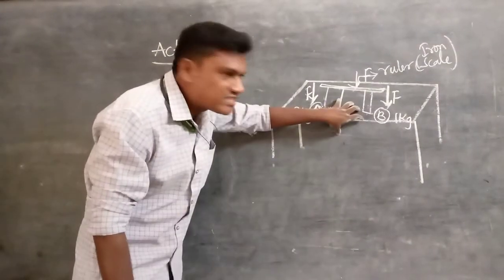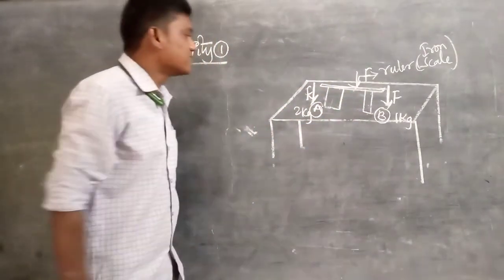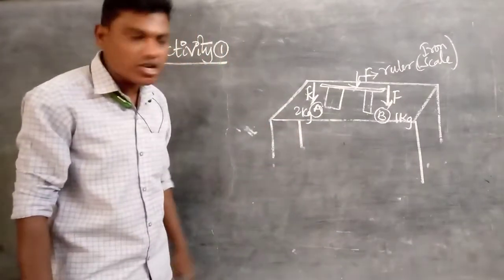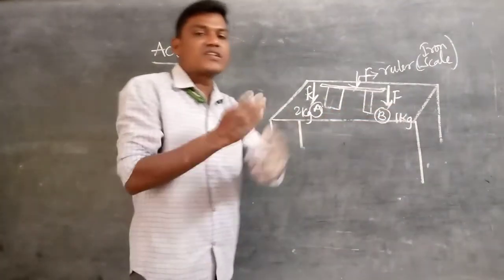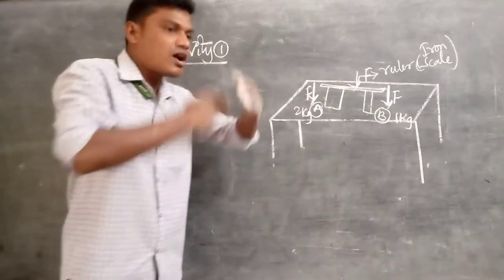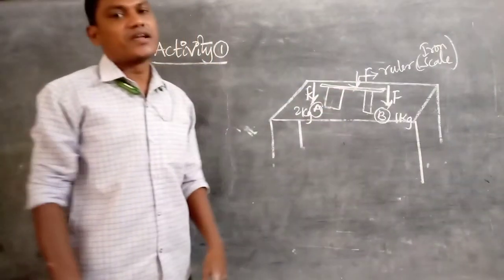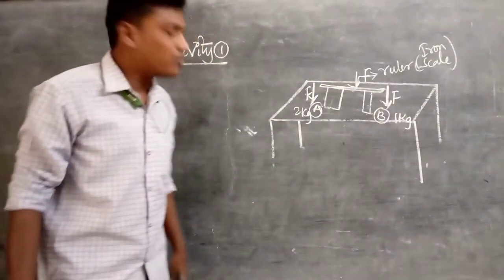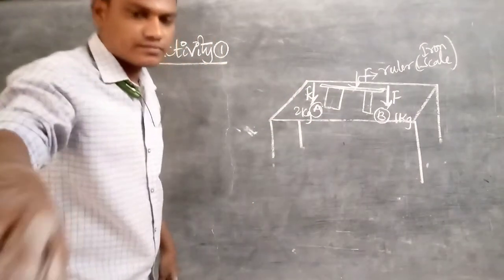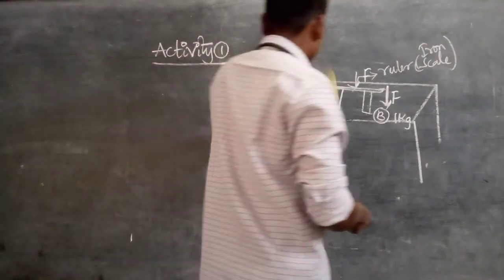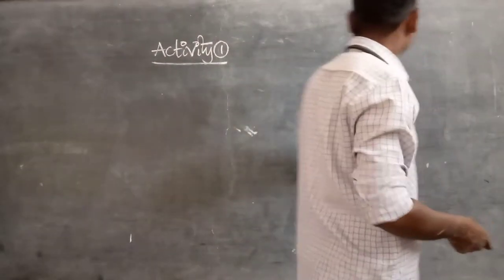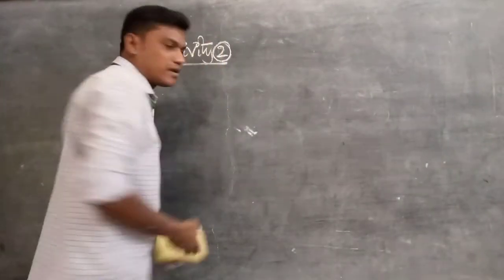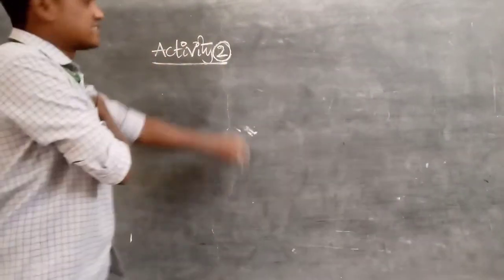That's why with the help of this activity we can clearly understand that the object which has more mass offers more inertia, and the object which has less mass offers less inertia. That's why inertia and mass have the same unit, because inertia is measured in the form of the mass of a body only. Next, we are discussing activity 2 this time.